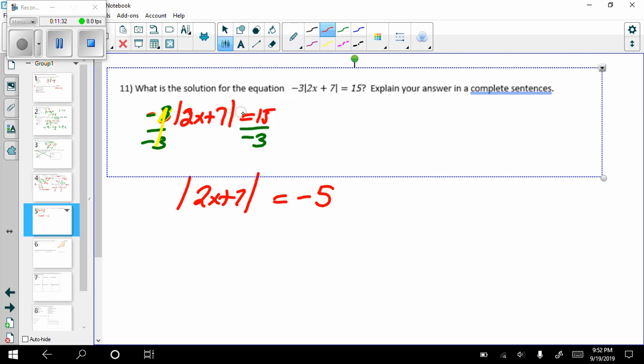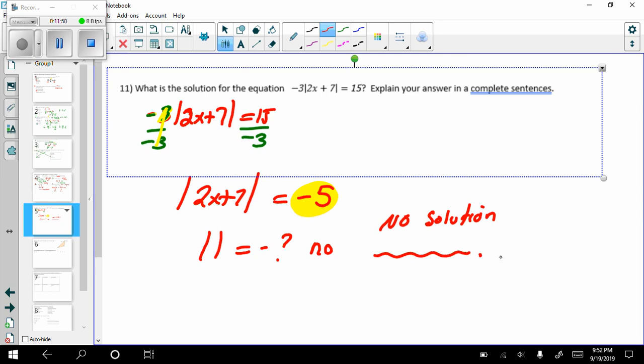Here is what I was hoping that you guys would recognize, and a lot of you did. This is a negative. Can an absolute value be a negative? No. So there is no solution to this. And what you would have had to say in a sentence is: absolute value can't be negative, therefore there's no solution. So I did need at least one sentence there.